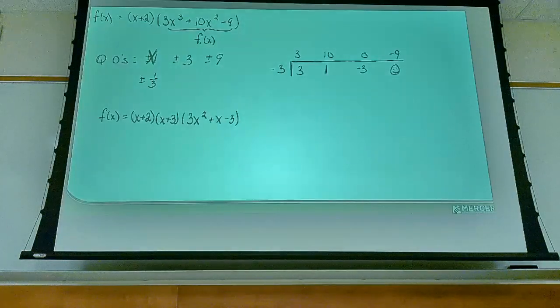Can that quadratic be factored? No. Not the way you were taught, no. It can actually be factored. Has to be. Using the box method. Even that's not going to work.